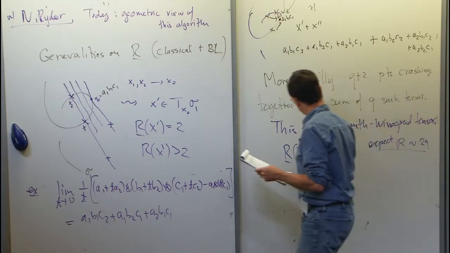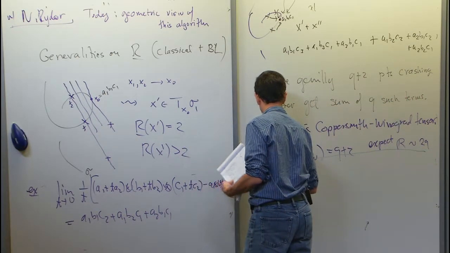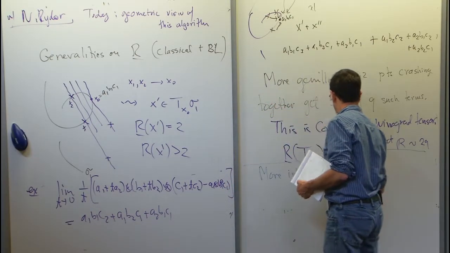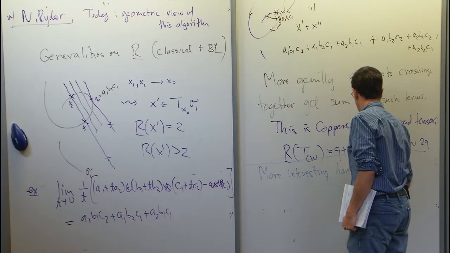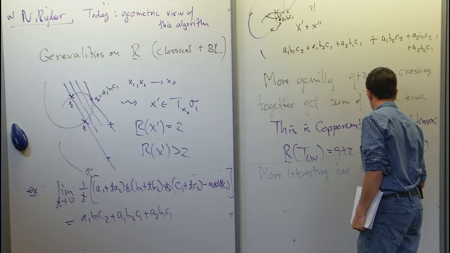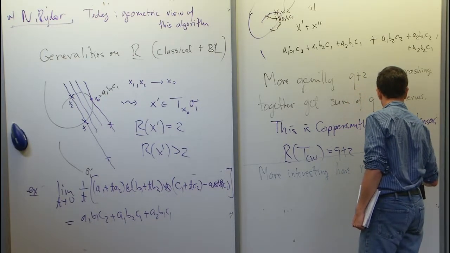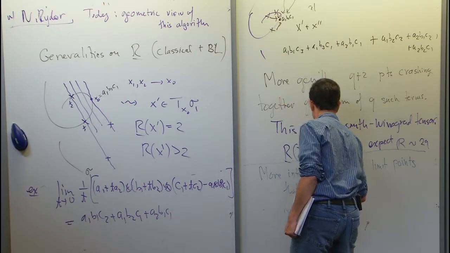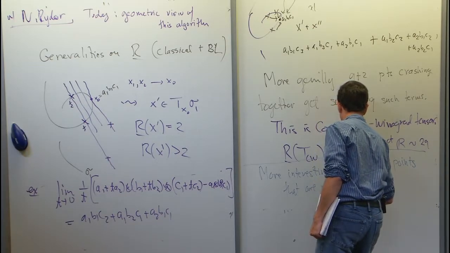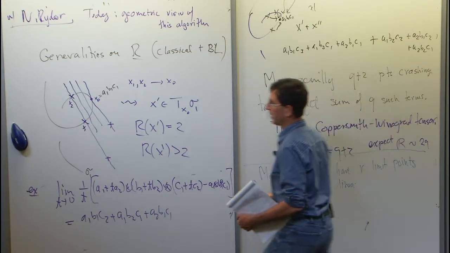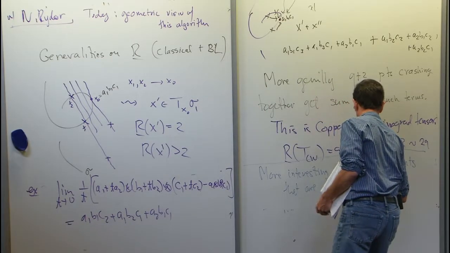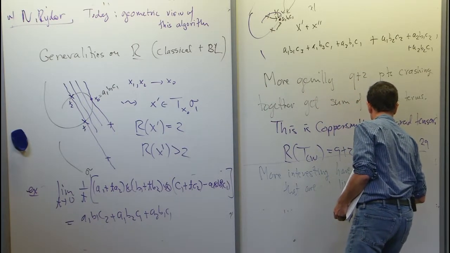So, more interesting is to have R limit points that are not linearly independent, that are linearly dependent, I should say.